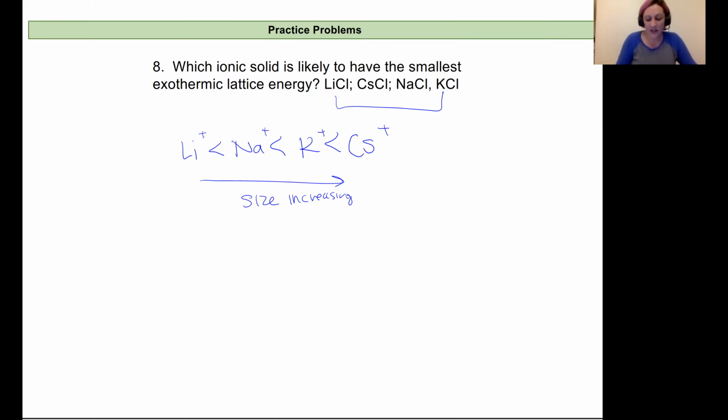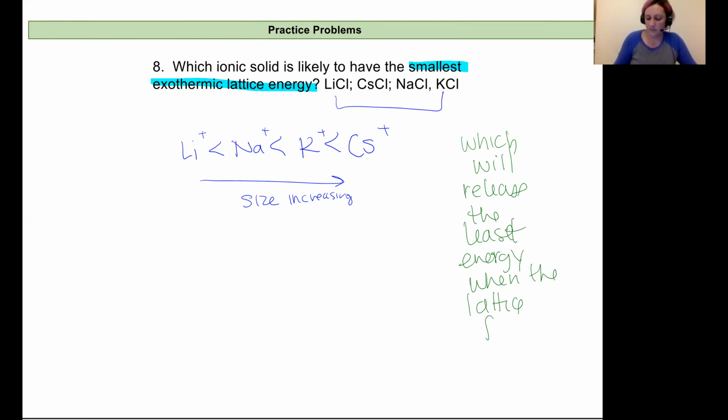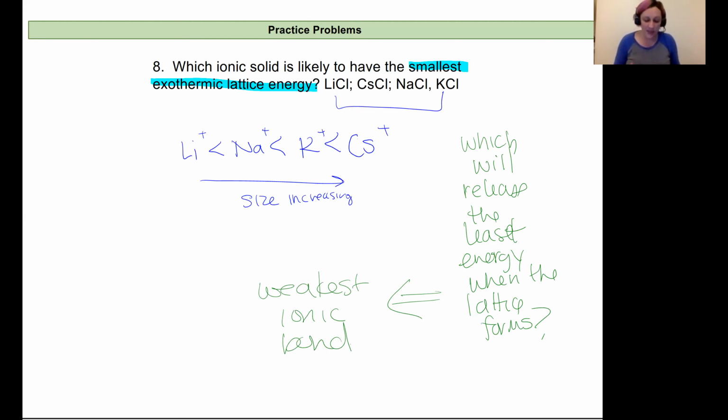And so which ionic solid is likely to have the smallest exothermic lattice energy? So which will release the least energy when the lattice forms? So the compound that's going to release the least amount of energy is going to be the one with the weakest ionic bond. And that's really going to be dictated by size because all of our charges are the same.